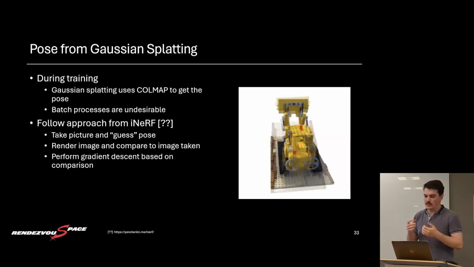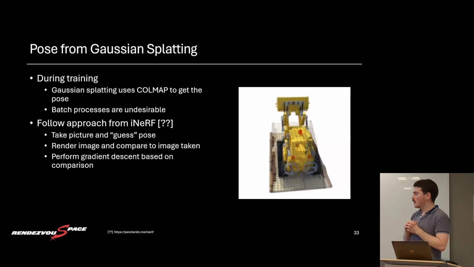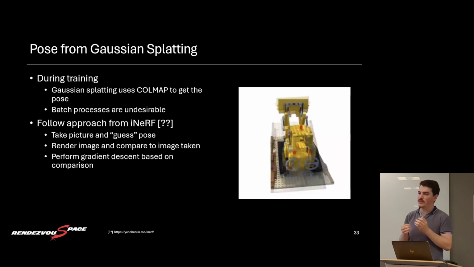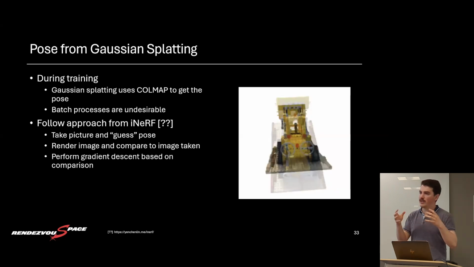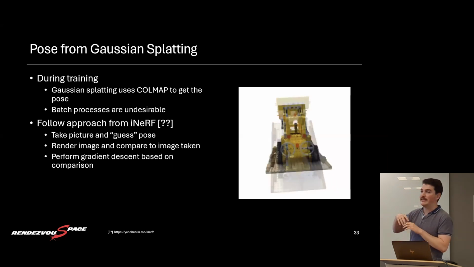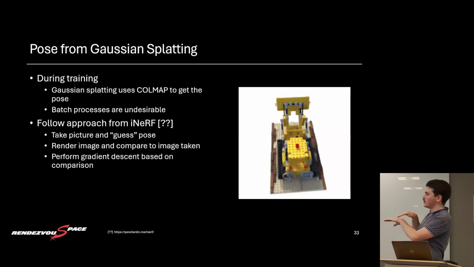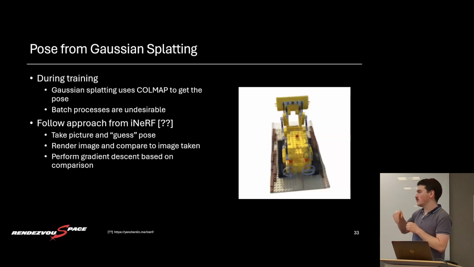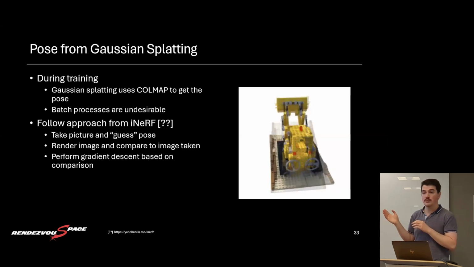The basic approach is we're going to take a picture and guess a pose. We're going to render the image and compare this rendered image to the image taken. And we're going to perform gradient descent based on the comparison. And you see that working here. The guess pose is kind of when it's looking back, and the ground truth pose is when it's looking down. So we can see that it works pretty well, at least on this mock model.